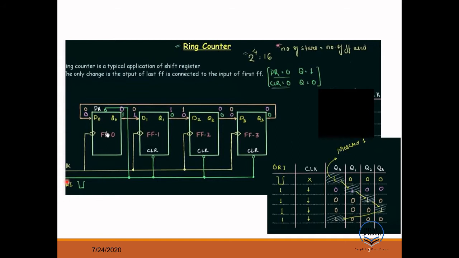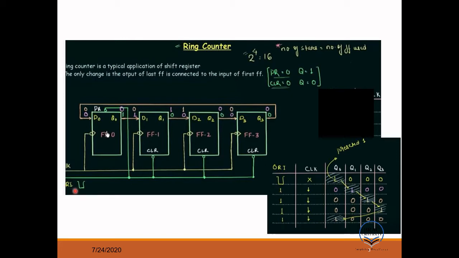So if your override is low, that means this got low, so your preset got activated. So preset will set the value here to 1, so your q0 will be 1, and previously your value was 0, so q1 will be 0, q2 0, q3 0. So all are shown in green color, so 1 0 0 0, the output of the fourth flip-flop. Okay, in the next cycle your override gets high.